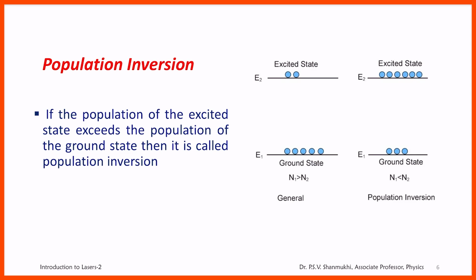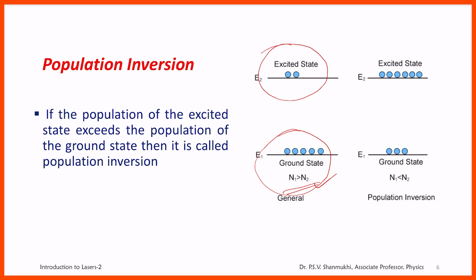So, coming to population inversion. In general, the population of the ground state always exceeds the population of the excited state. You observe N1 is the population of the ground state, N2 is the population of the excited state. The most general thing is N1 is greater than N2. The population of the ground state is greater than the population of the excited state. This is called the normal state, the equilibrium state.